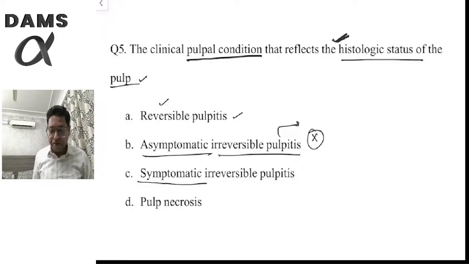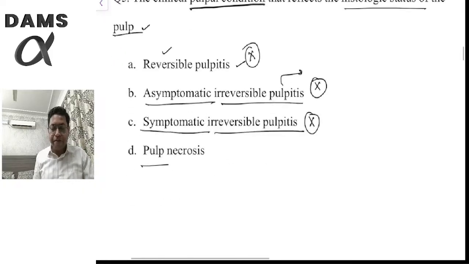Similarly, there is a diagnosis of symptomatic irreversible pulpitis. Symptomatic irreversible pulpitis means the patient complains of spontaneous pain or the patient complains of prolonged pain due to a stimulus. That also gives an indication that the pulp is irreversibly inflamed. But what is the nature of inflammation? What is the extent of inflammation? Whether the pulp has degenerated or not cannot be found out with this clinical diagnosis also. We talk about pulp necrosis. Pulp necrosis is a clinical diagnosis that shows that there is complete pulp degeneration.